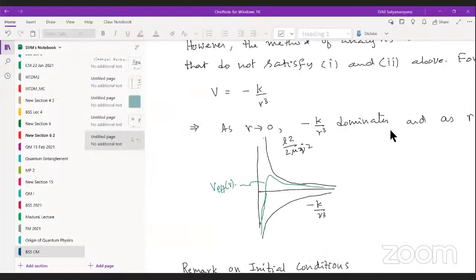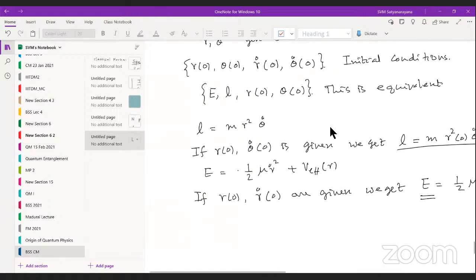Sir, you wrote this E as half mu r dot square plus V effective of r. Sir, can we take that to be the Hamiltonian? Yes, you can take that to be the Hamiltonian. Sir, but usually when we write Hamiltonian, we write it as kinetic energy plus potential energy. But here the potential is effective potential. Yeah. So basically, that centrifugal term that is there will come out as a rotational kinetic energy. So there is a radial kinetic energy and a rotational kinetic energy, and then the potential.